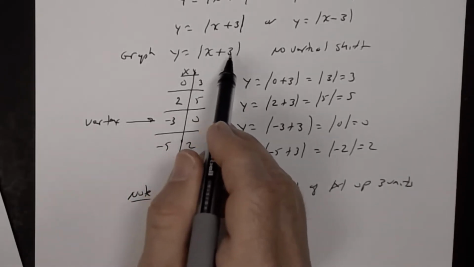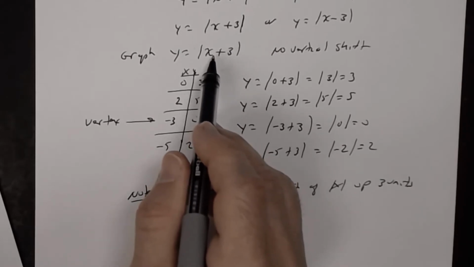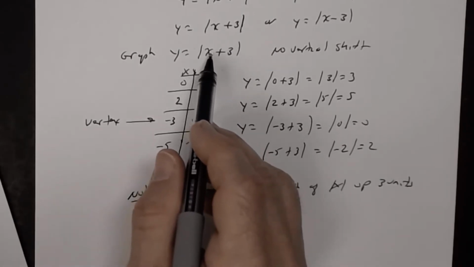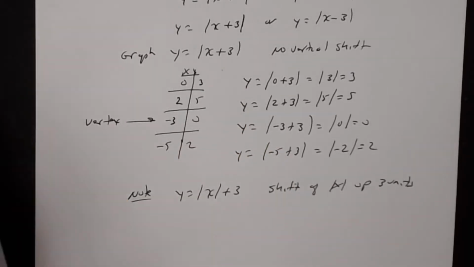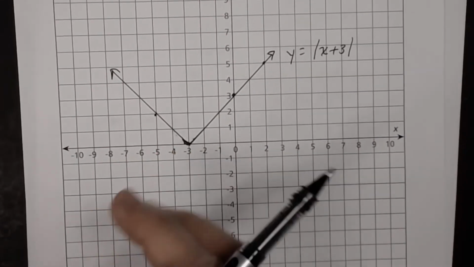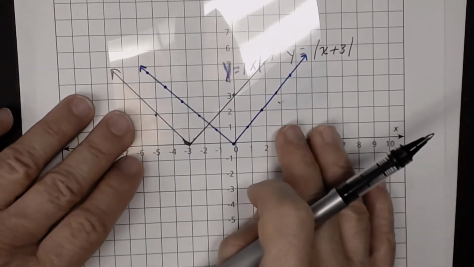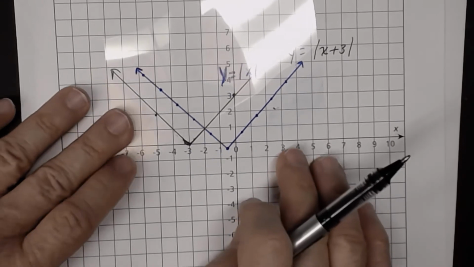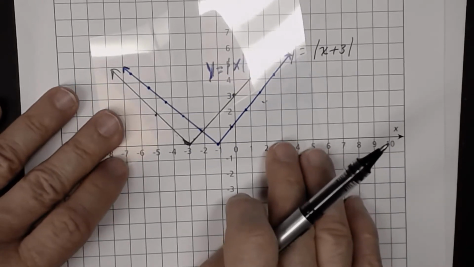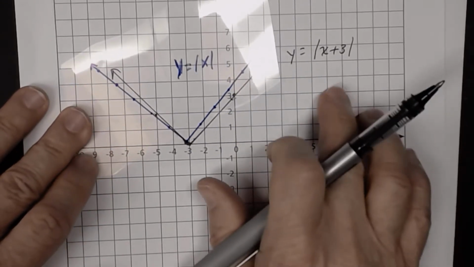Students get confused here. See how that 3 is on the inside? And so they want to think, well, should I go to the right 3 units? No, it's counterintuitive. And you see when you plotted points that it was really going to the left. So if this is the absolute value of x, then the absolute value of x plus 3 is you're going to go to the left 3 units. 1, 2, 3. So it's counterintuitive.